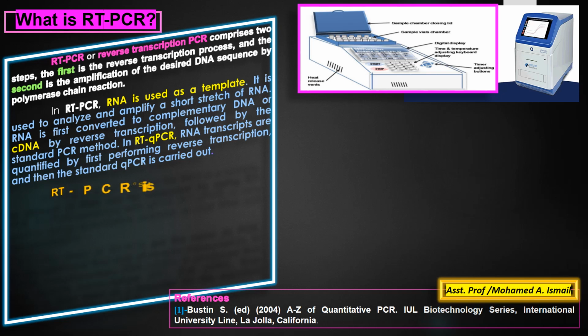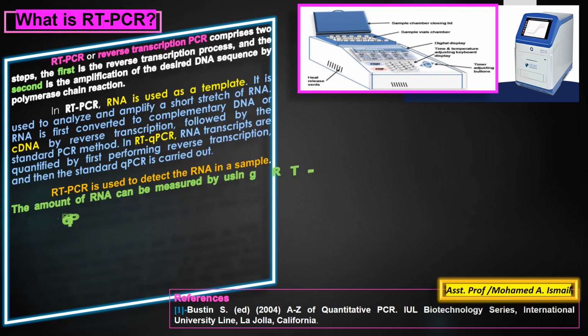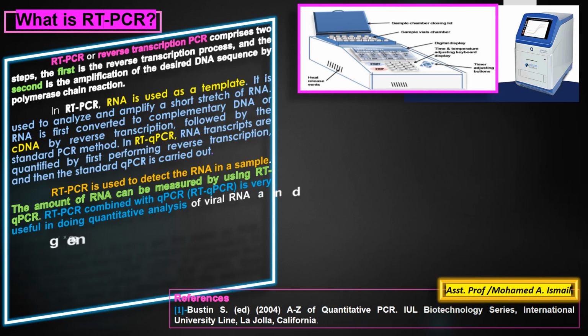RT-PCR is used to detect the RNA in a sample, and the amount of RNA can be measured by using RT-qPCR. RT-PCR combined with the qPCR in the process or technique called RT-qPCR, which is very useful in doing quantitative analysis of viral RNA and gene expression.